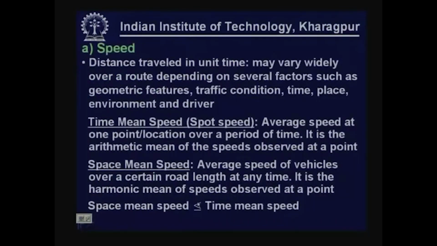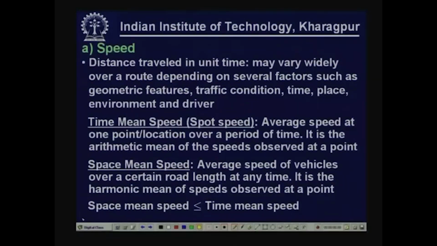Now, let us see how we define speed. Speed is normally the distance travelled in unit time. So, what is the distance that is travelled during the unit time? That is what we define as speed. It may vary widely over the route; not every segment of the road will drivers enjoy the same speed. It is probably not possible, or it may vary at least often because of the change in roadway environment.